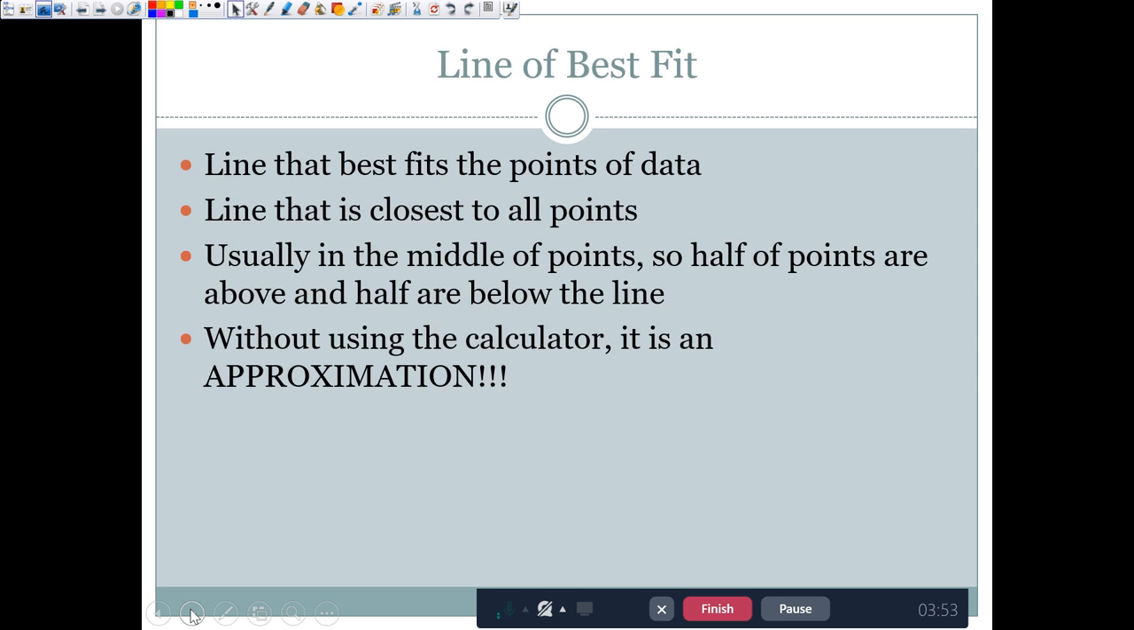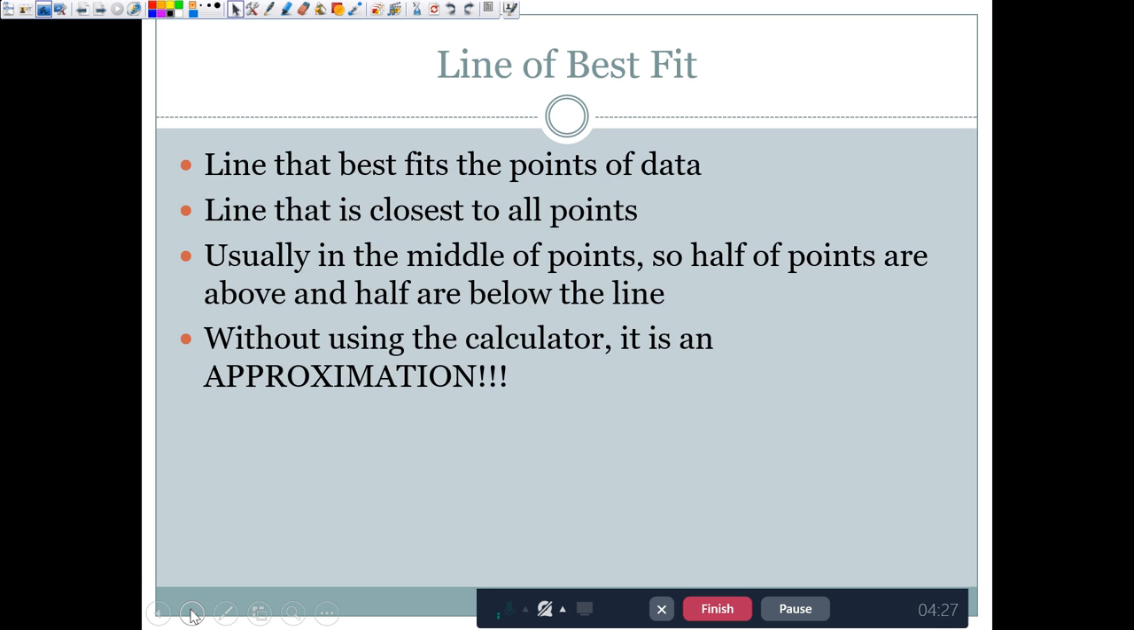So, line of best fit. The line of best fit is the line that is closest to all the points of the data. Usually it's in the middle of the points, so half the points are above and half are below. Your line of best fit does not have to cross through any of the given points, okay? It just needs to fit the data the best. And this is an approximation. This is done without a special calculator, because we have graphing calculators and we're not using those. This is just an approximation, okay?